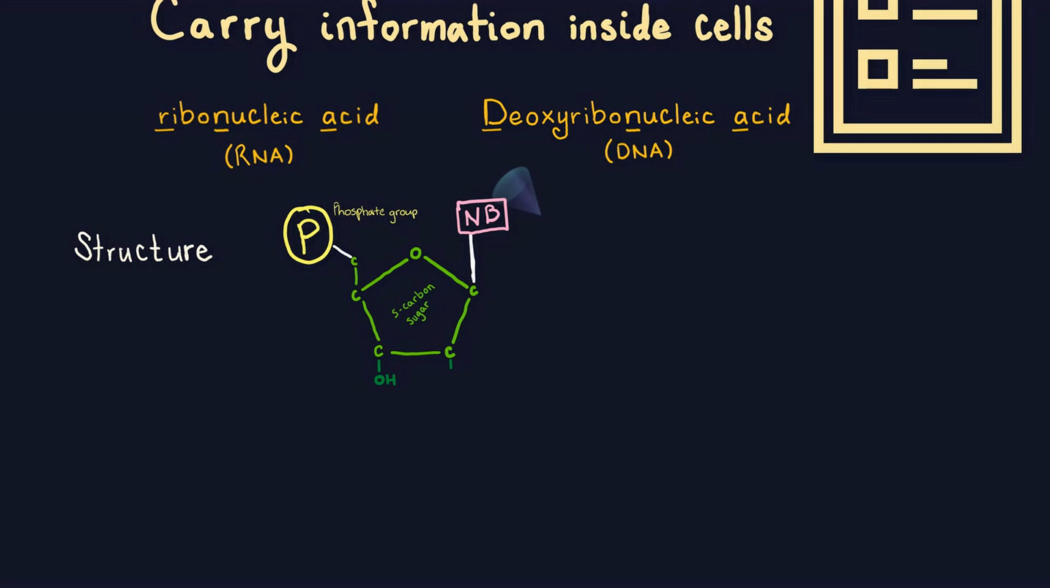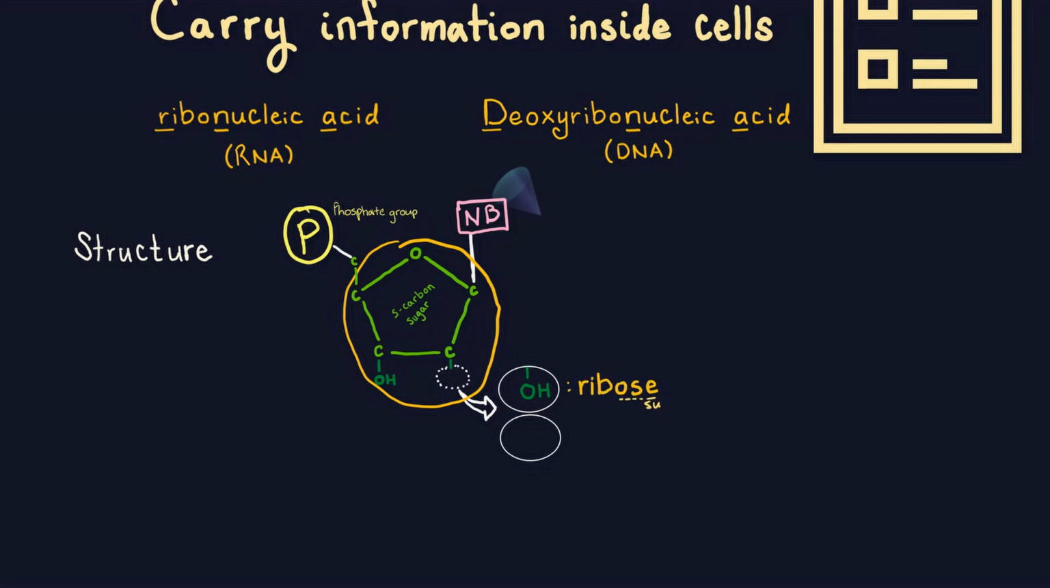The first is what's coming off of this bottom carbon here. In RNA, we have a hydroxyl group coming off that carbon, or OH. When this 5-carbon sugar looks like this with a hydroxyl group, it's called ribose. Remembering that -ose means sugar, so it's a ribose sugar. And this is why RNA is called ribonucleic acid, because it uses ribose as one of its main components.